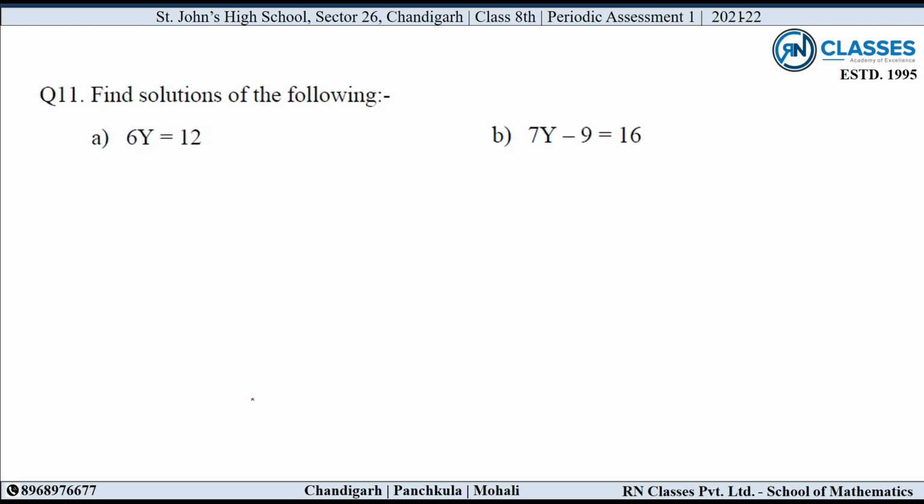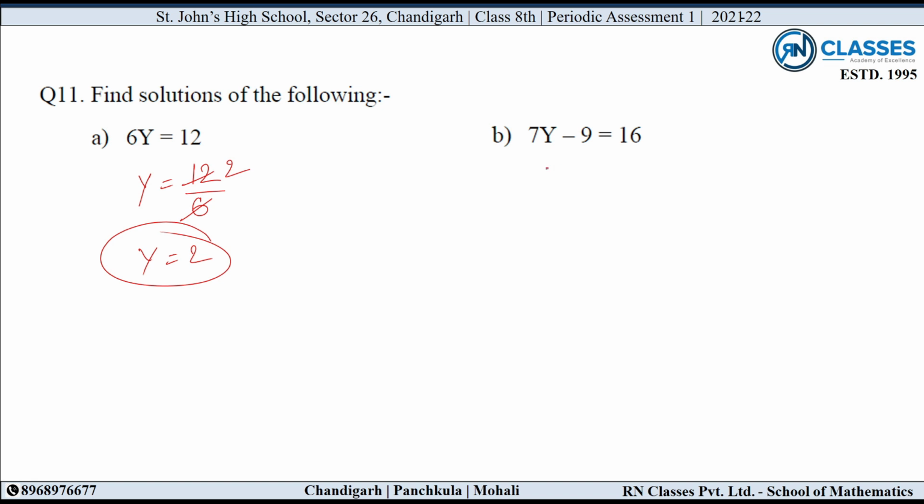Next question. Question number 11. Find solutions of the following. Such a simple step. Nothing to do. 6y is equal to 12, means y on the left hand side. Yes, y is multiplied by 6, so 6 is divided on the other side. 12 by 6. 6 2s are 12. So y is equal to 2. This is the answer. Hardly 2 seconds to get the answer.